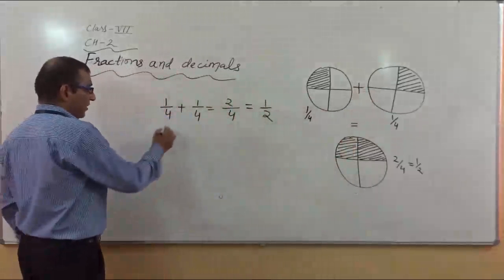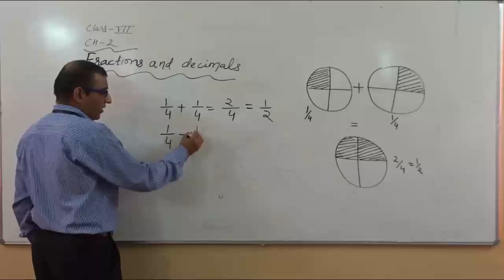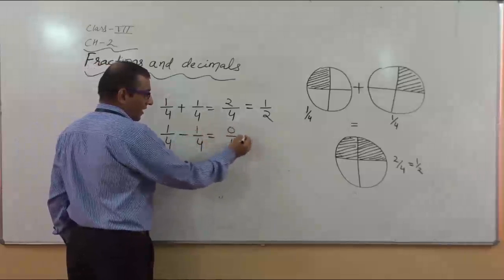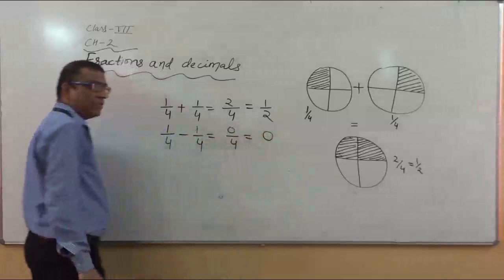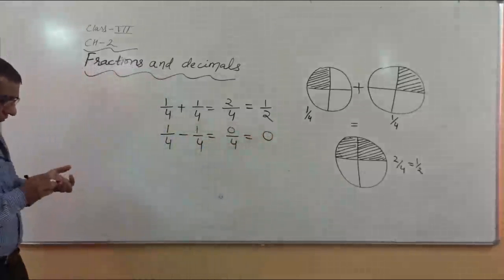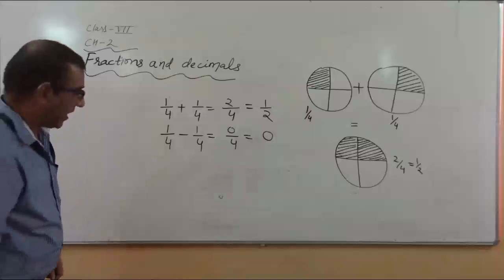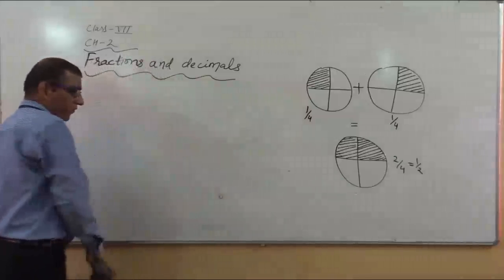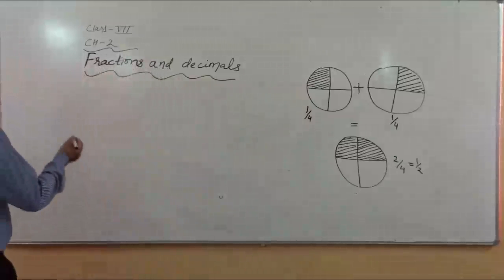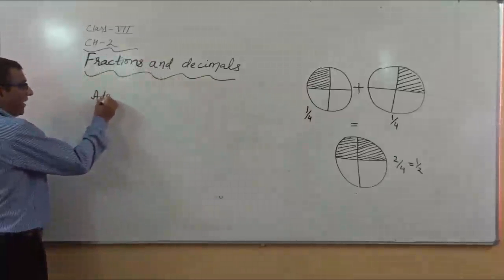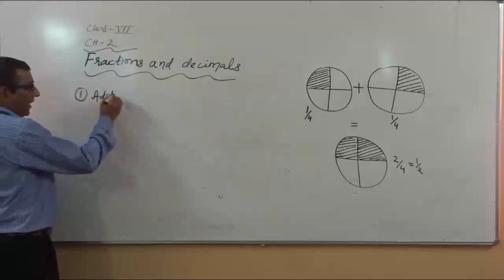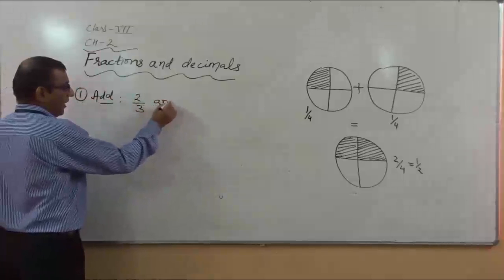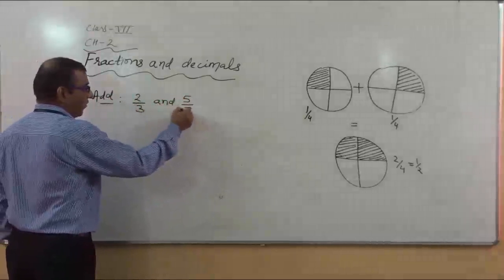The same for subtraction. If we take 1 upon 4 minus 1 upon 4, it becomes 0 upon 4. 0 divided by any number, you will get 0. So this is the concept of addition and subtraction. Now I am taking one more example related to addition, so that it will be more clear to all of you.